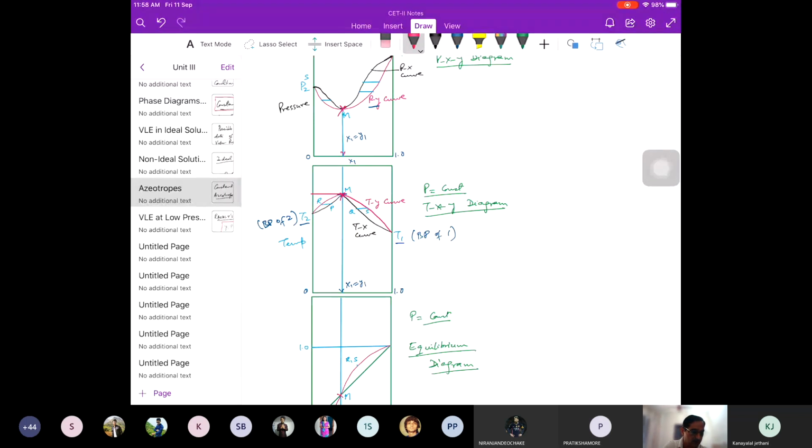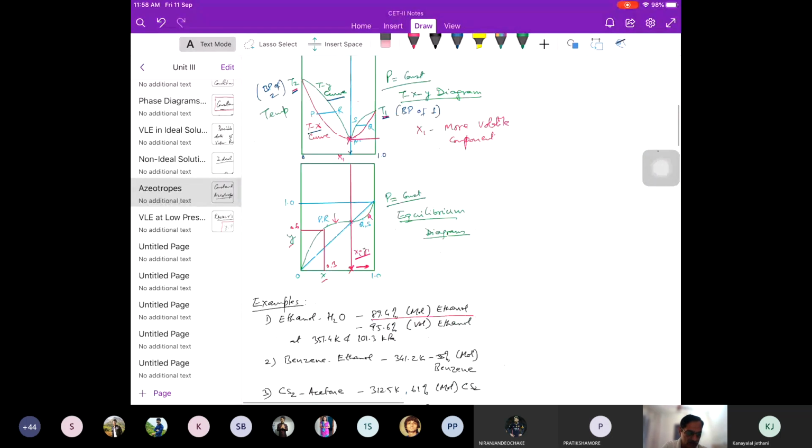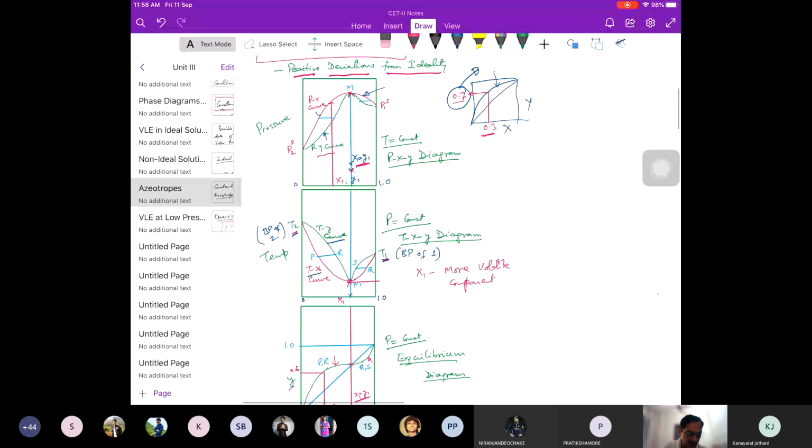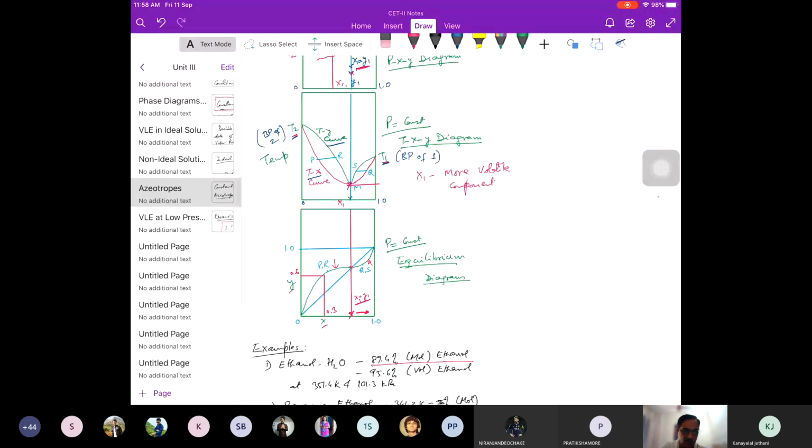Okay, good. So if you understand this, now let's go back to the same positive deviations from ideality, and if we plot the y-x curve or xy curve or equilibrium diagram, what we find is this type of curve.